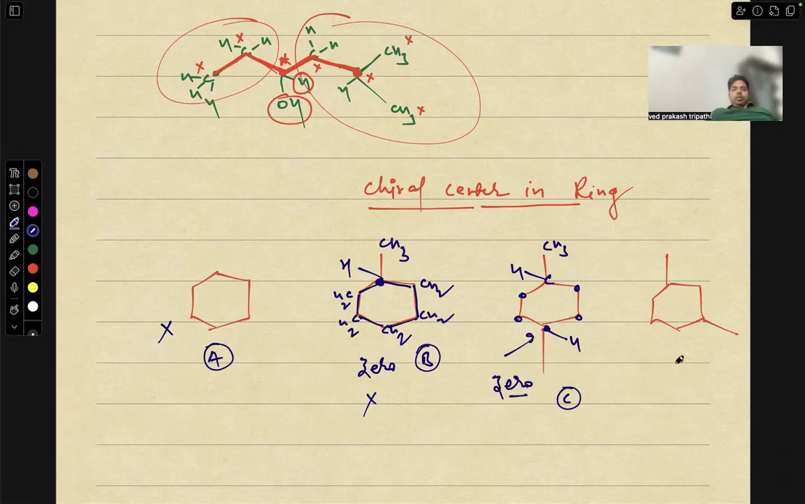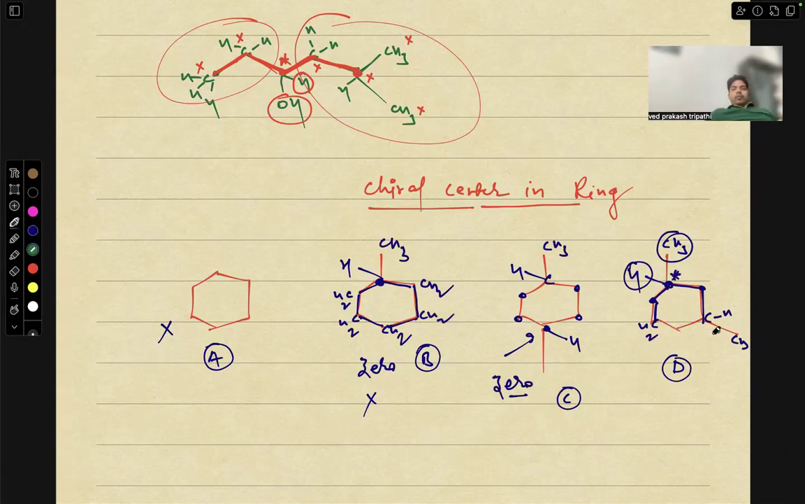Now the fourth case, so this methyl and hydrogen are different. The right side CH2, the left side CH2. And again, I'm telling you, always look at the entire length. So the first connectivity is the same distance, so do not decide here, move forward. So this is CH and CH3, and this is CH2. This is CH2. So we have a different connectivity. So this carbon is chiral.